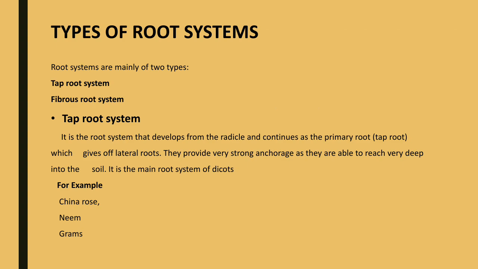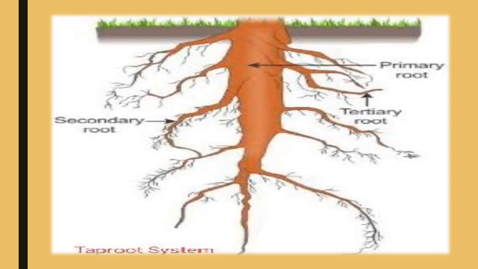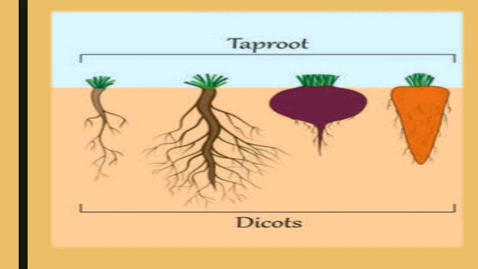It is the main root system of dicots. For example, China rose, neem and grams have this type of root system. You can observe here the primary root, secondary roots and tertiary roots present in the taproot system. Taproot in dicots, you can observe here. Turnip and carrot are taproots.